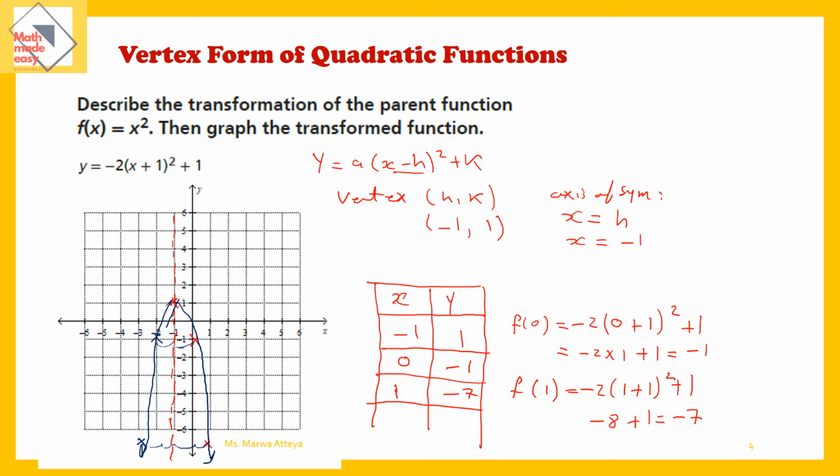Now, looking at this parabola, we can see that our description was correct. This parabola is reflected. It opens downwards, as we can see. It is shifted. If the parent function was at 0, 0, it is shifted 1 unit to the left and 1 unit up, as we said. And it's stretched, because if we see the parent function, we'll find that its graph is a little wider.